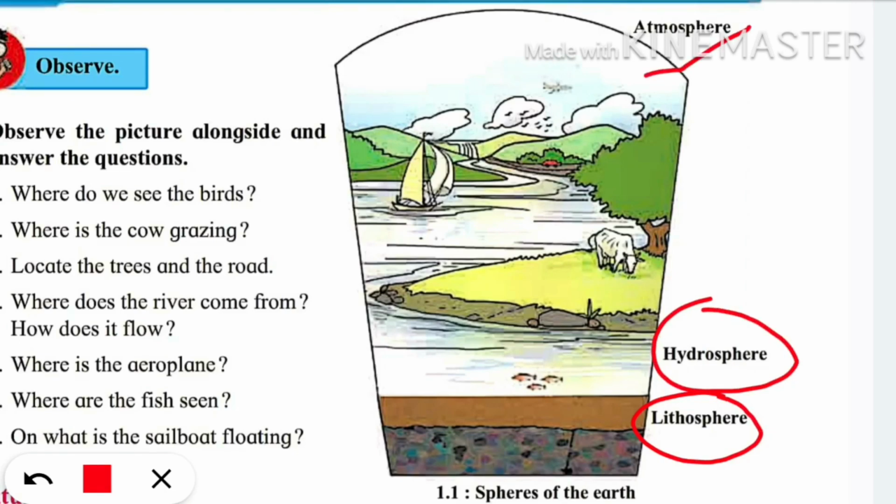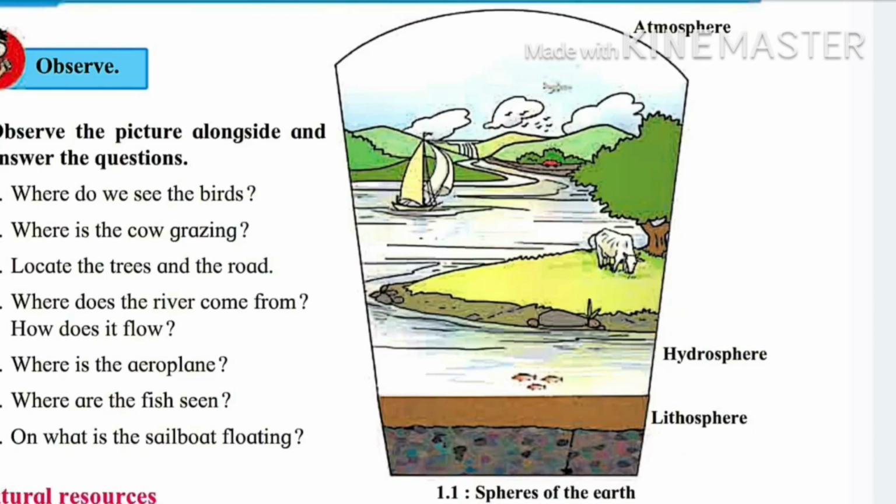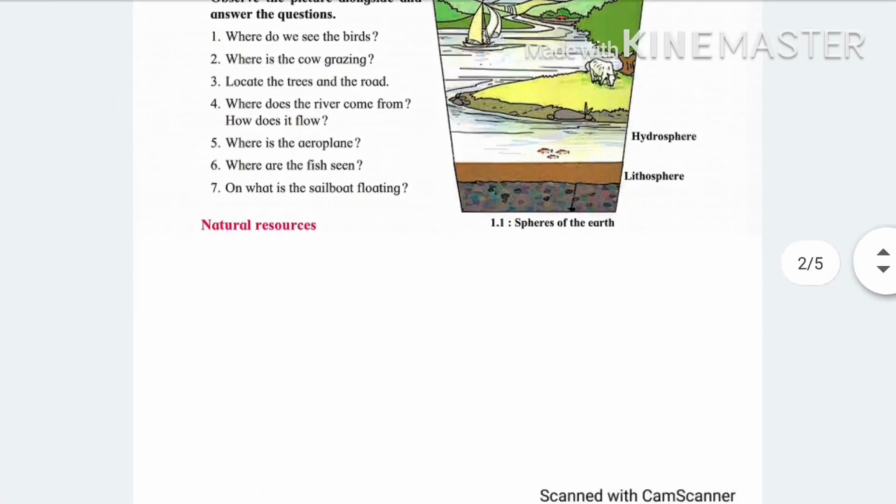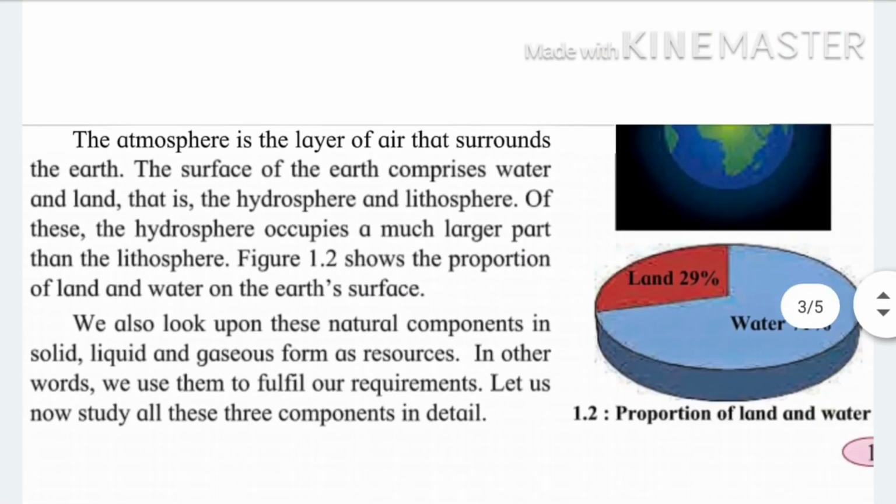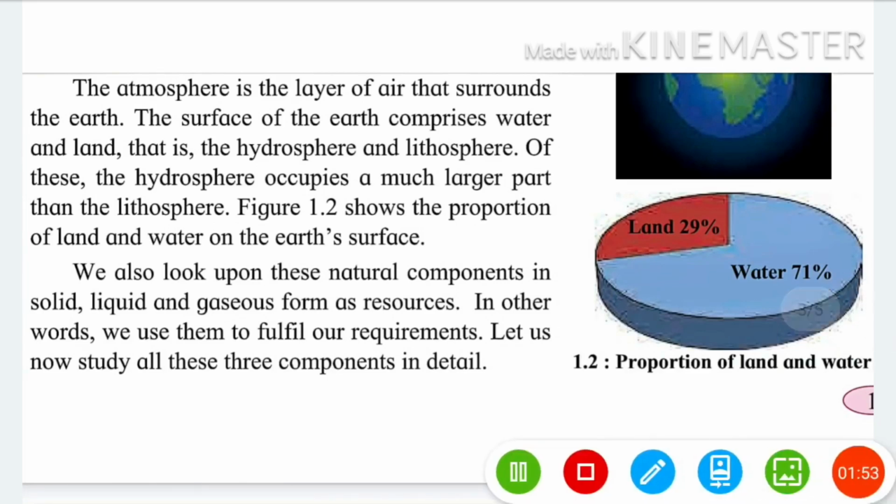The area down there is given as lithosphere. Upside, the water is known as hydrosphere, and where the sky is, it is known as atmosphere. You can see in the picture carefully: lithosphere, hydrosphere, and atmosphere. The area of land is known as lithosphere. The area of water is known as hydrosphere. So now we are going to our next part.